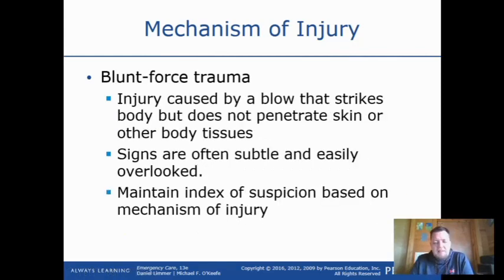Blunt force trauma is basically what it is when you get hit by something but it doesn't penetrate the skin. That's blunt force trauma. Okay. Signs are often subtle and easily overlooked, especially in the abdomen area. Bruising, redness, anything like that may raise suspicion and suggest some type of internal injury. And we always want to maintain a high index of suspicion based on the mechanism of injury.